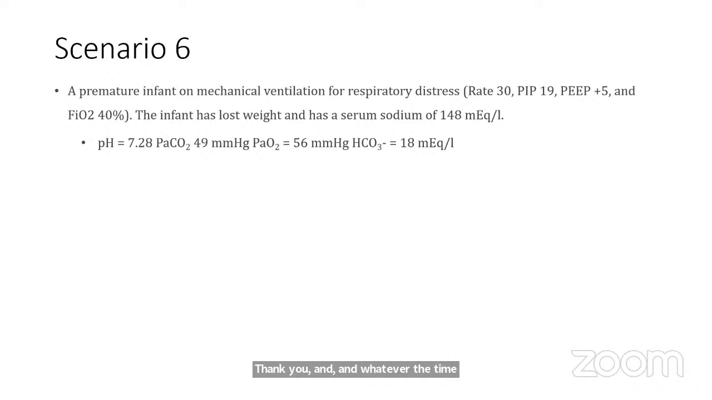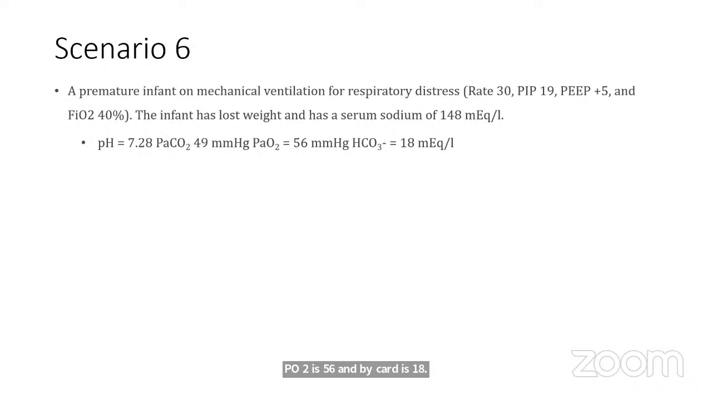Now going to a sixth case scenario. A premature infant on mechanical ventilation for respiratory distress. You see the findings, you see the settings on the ventilator. The respiratory rate is 30, your PIP is 19, PEEP is 5, and FiO2 is 40%. The infant has lost weight and serum sodium is 140, pH is 7.28, PCO2 is 49, PaO2 is 56, and bicarb is 18.